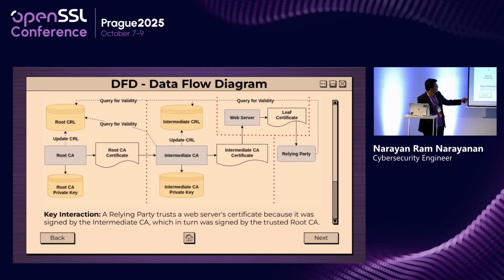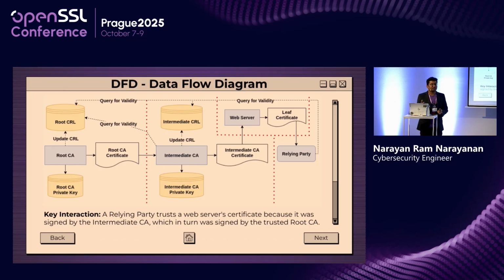So with this system architecture in mind, the key interaction is that the relying party trusts the web server certificate, because the web server certificate is signed by the intermediate cert, which is in turn signed by the root CA, and the root CA acts as the source of trust for us. So with this understanding, let's go into the threat model. That's the next question. What threats can possibly occur in this system?